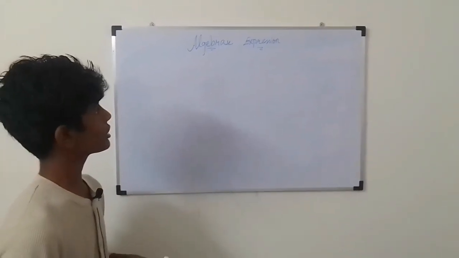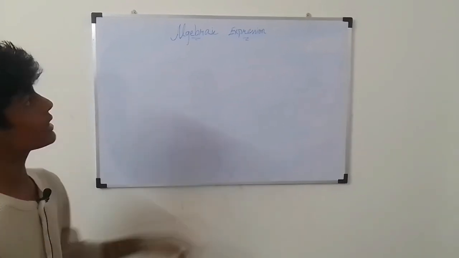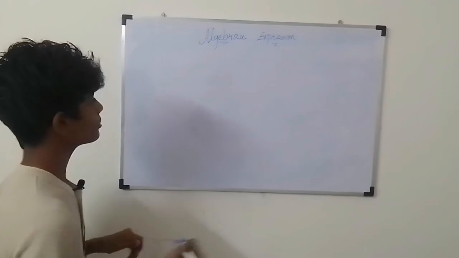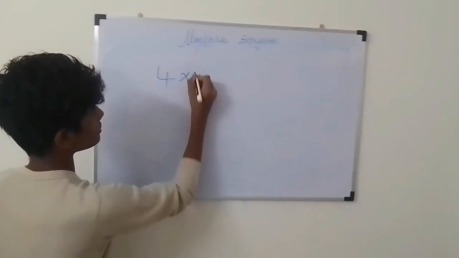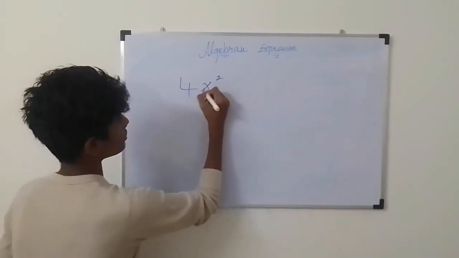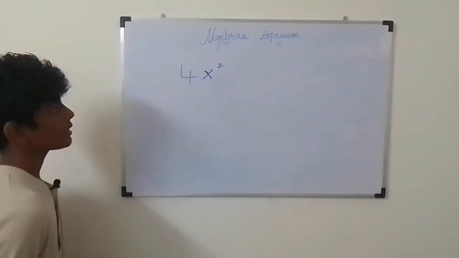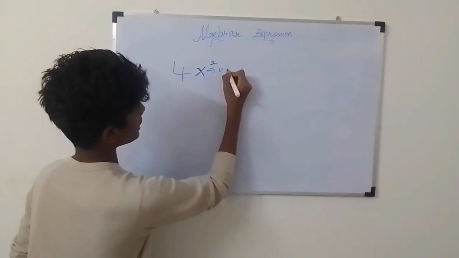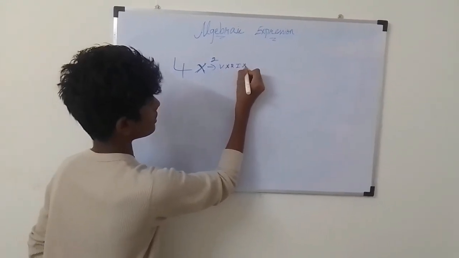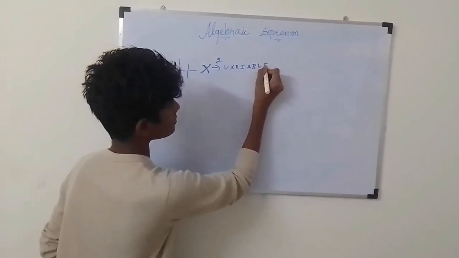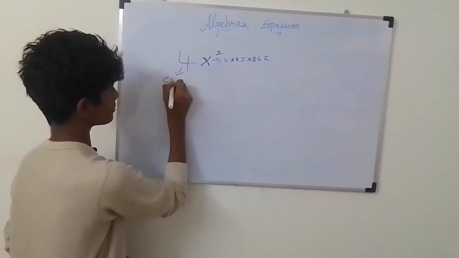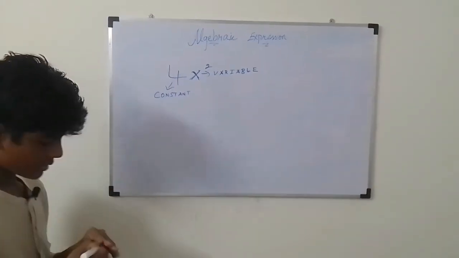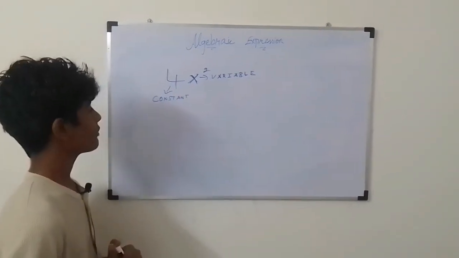In this video, I'm going to be teaching you algebraic expressions. So what's an algebraic expression? It's a set of numbers which has a value, like 4x². So this is an algebraic expression. It's a form of arithmetic which consists of a variable and a constant. So here x is the variable and 4 is the constant.